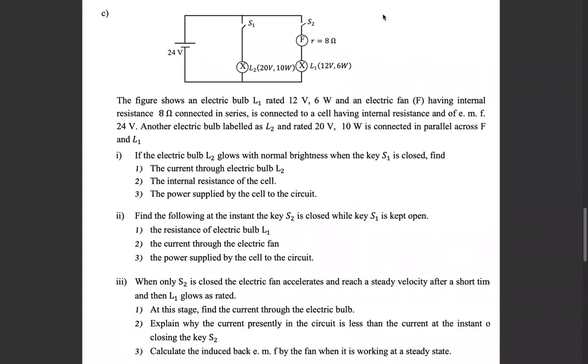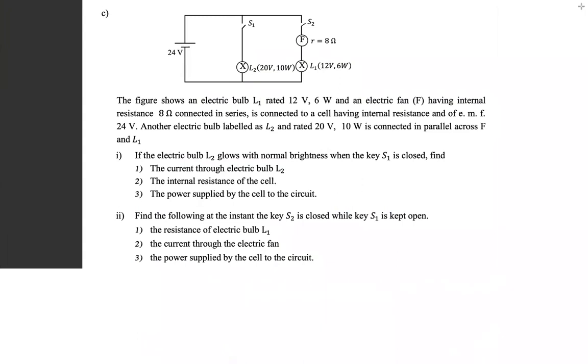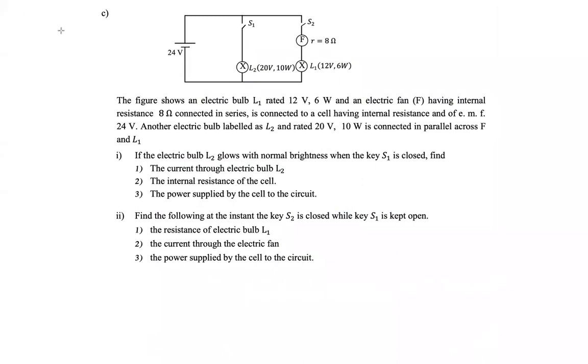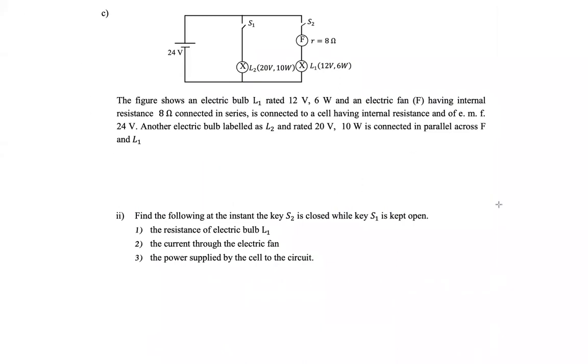Wait a minute. Where is that? Roman 1 and Roman 3. I will cover that. Right, let's focus only on Roman 2. But before I focus on Roman 2, I have to mention the fact that its internal resistance is 8 ohm. Right. Roman 2. What does Roman 2 say?